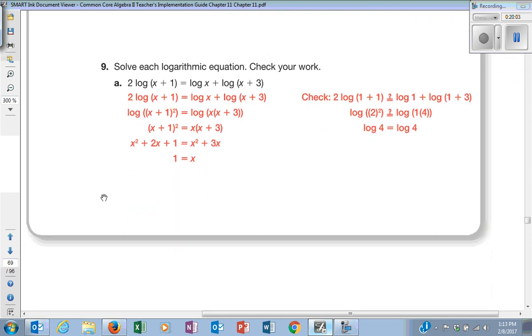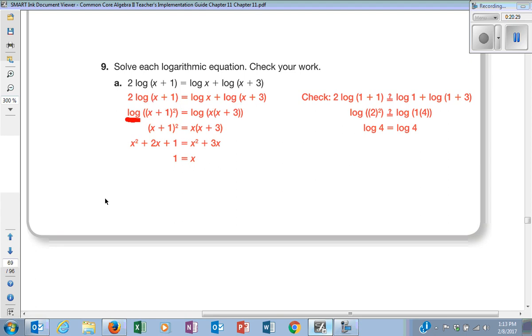Here's some more examples just to look through. You should be able to see what they're doing here. Remember, if I have a 2 out here, I can pull it back up and make that an exponent, which is what they do. And the reason I'm going to do that is because, like we said the other day, if I can have both sides have a log of something, I can just say this is equivalent to this part. And that's what they do.